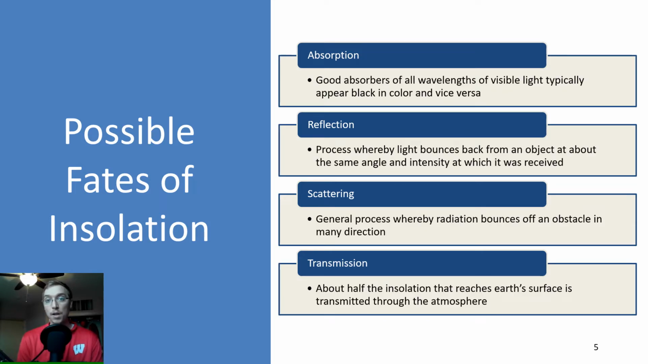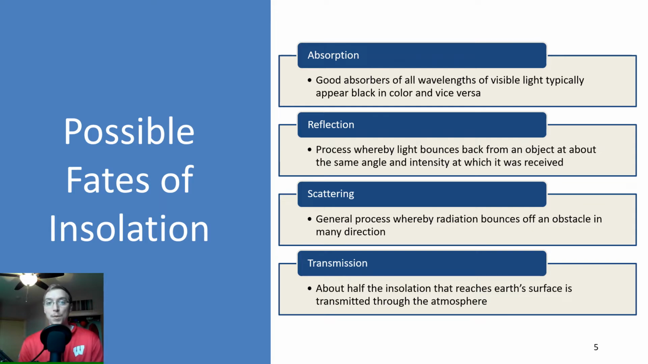Good absorbers of all wavelengths of visible light typically appear black in color. Poor absorbers, reflectors, appear white. So if you think of a surface like a blacktop surface during the middle of summer, you're going to burn yourself if you put your hand or your bare feet on that blacktop surface. It's a good absorber of insolation. If we think of the talk we had before with energy about black bodies and how they are able to take in and give out all the energy that they receive, think of that color, right?